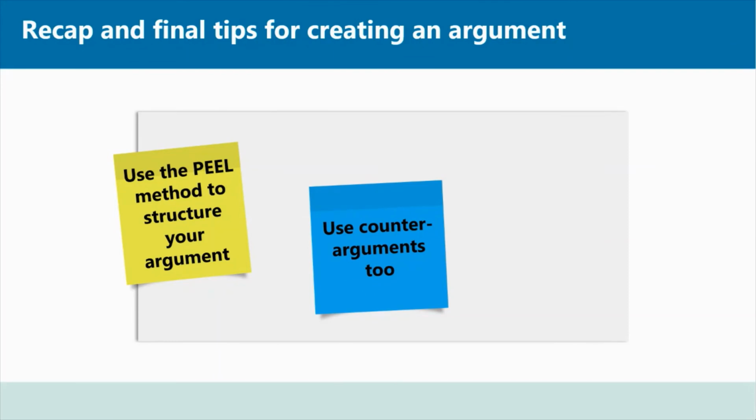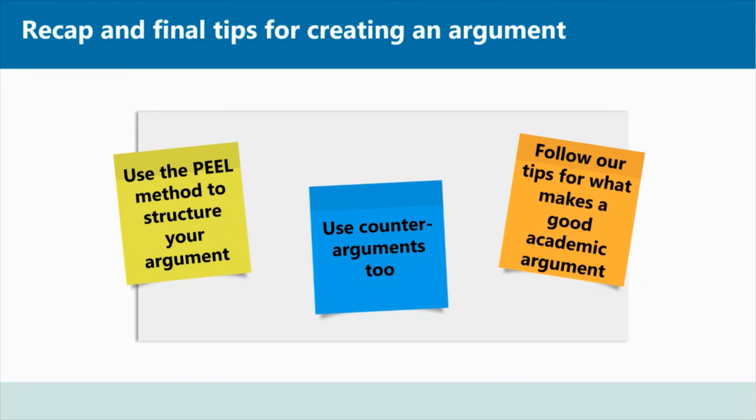Secondly, remember to use counter-arguments when making arguments too. As discussed, acknowledging alternative opinions and points of view will strengthen your writing. Lastly, follow our tips for what makes a good academic argument. The use of referencing, subject-specific vocabulary, good linking words, and phrases and language that avoid bias.